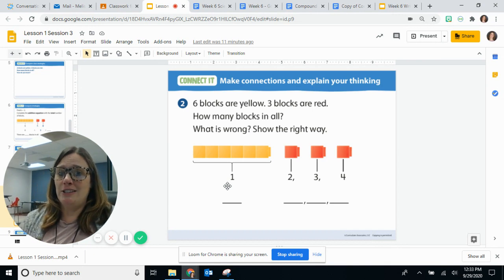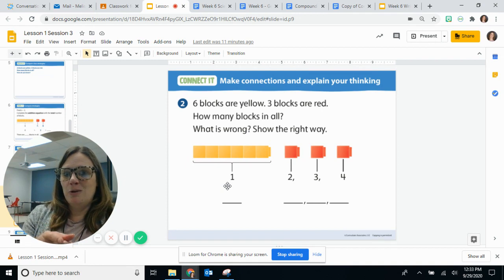All right, now it's time to do your work. Look, this one's a lot like the one we just did, except instead of adding 2 red blocks, you add 3 red blocks. Oh, we better discuss this one.